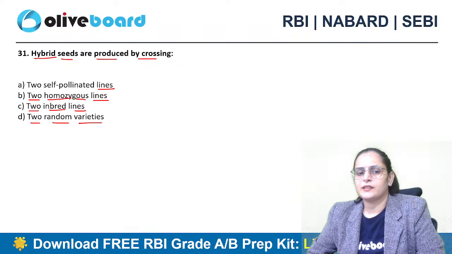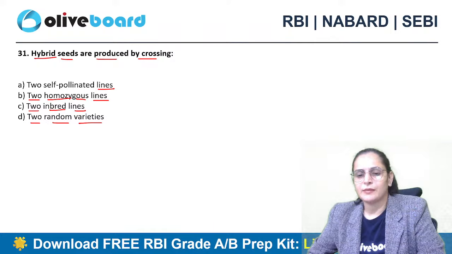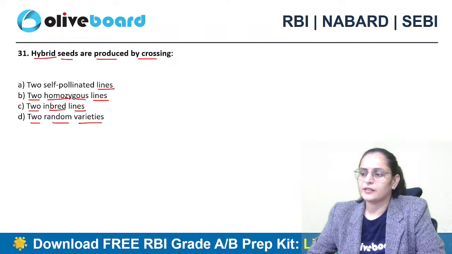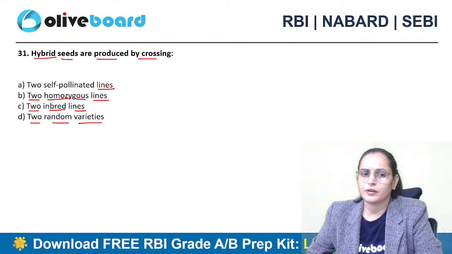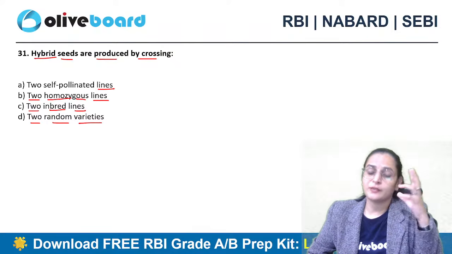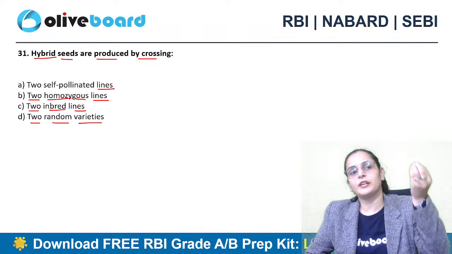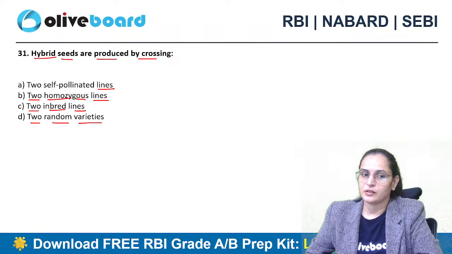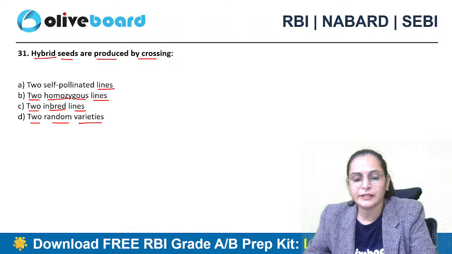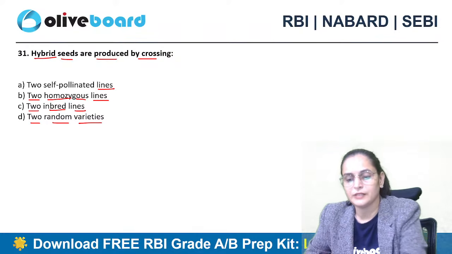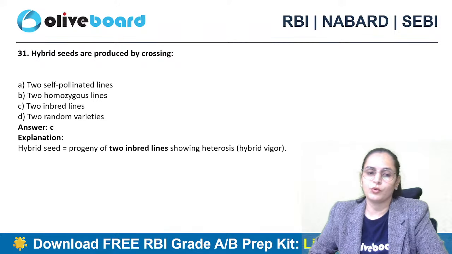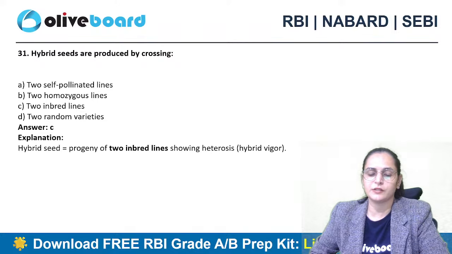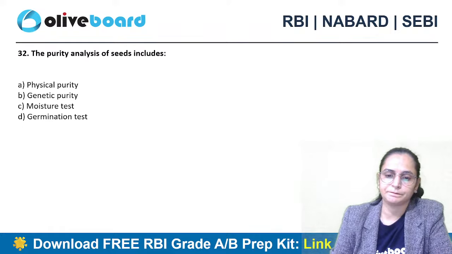See, two homozygous lines: homozygous means having the same zygotes. If they have the same zygote with the same characters, how could it produce hybrid seeds? It will not work for option B. For random varieties, if you choose any two random varieties, you are not aware of the genetic potential. How could you imagine that it will give you good vigor seeds or hybrid seeds? So two inbred lines, they should be of the inbred type, and you can obtain the hybrid seeds from them. Chalo.